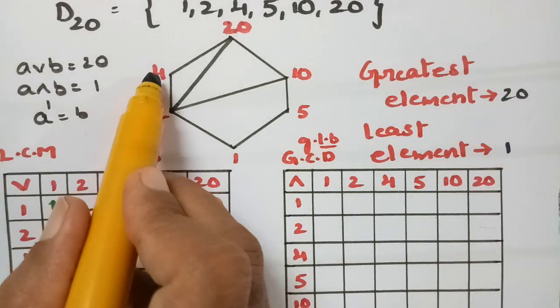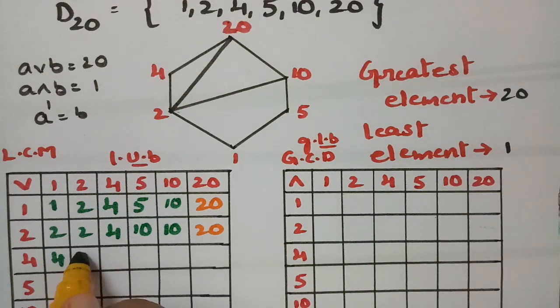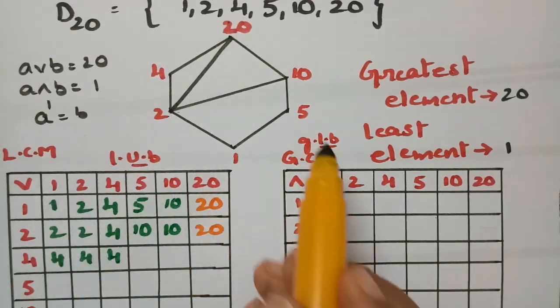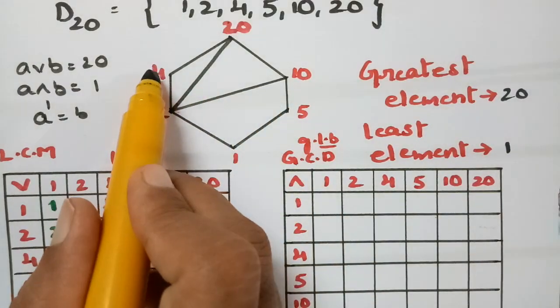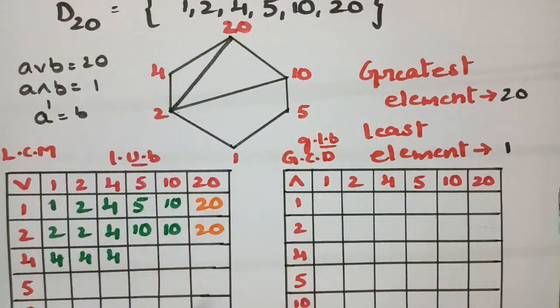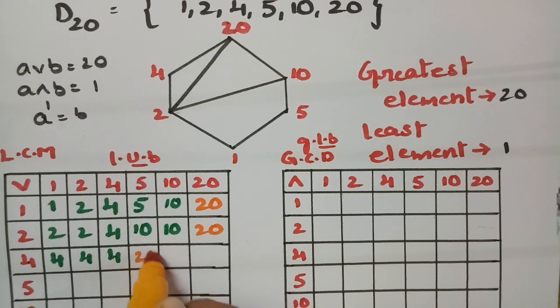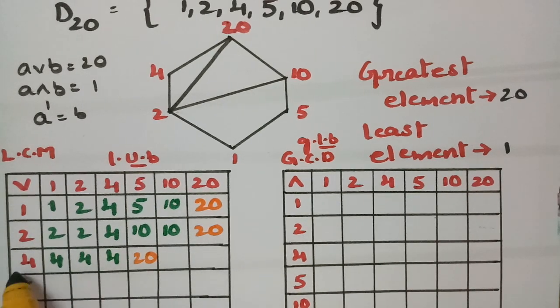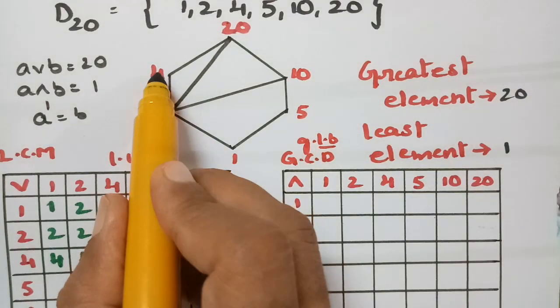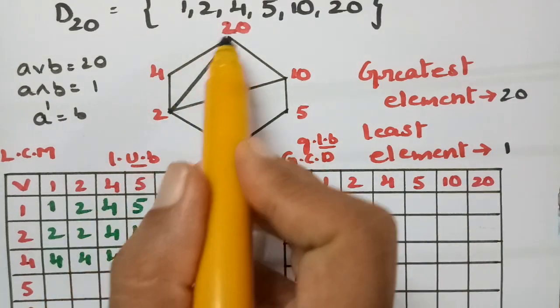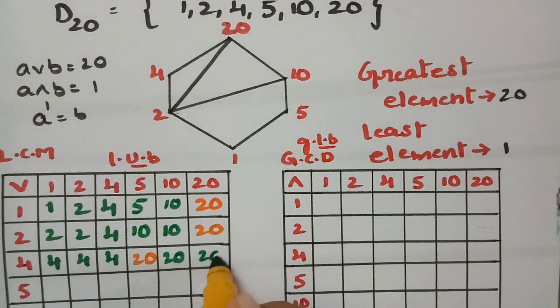Among 4 and 2, 4 is the upper bound. So 4 and 4, 4 will be the upper bound. 4 and 5. So there is 4 and there is 5. They both meet at a point 20. So here they meet at a point 20. And next one, 4 and 10. Again 4 and 10, they meet at a point here, 20. And next, 4 and 20. So here is 4 and 20. 20 is an upper bound.